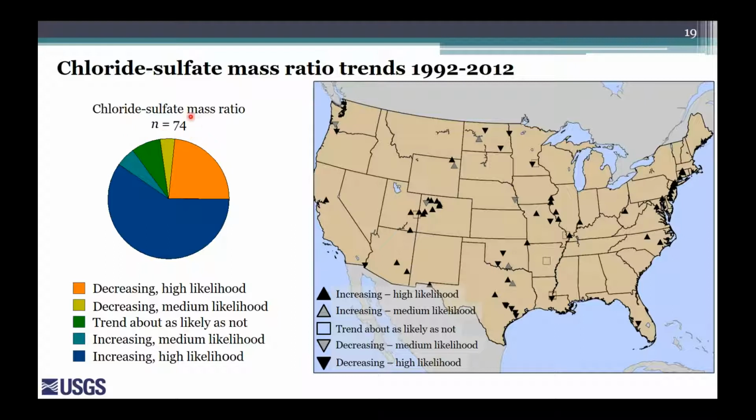I'll also point out that because we have a different set of data requirements, we actually have fewer sites now than we did for chloride. In this case, the sites had to pass data screens for not only chloride, but also sulfate. And in that case, we wound up with fewer sites overall.